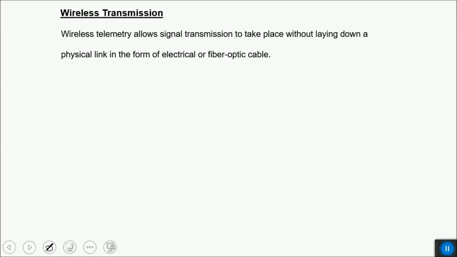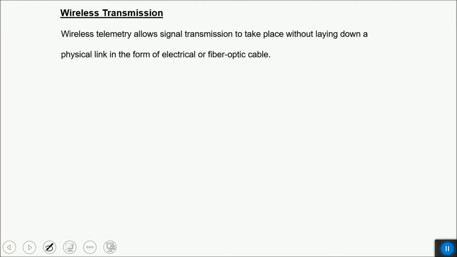And then these were the wired or connected transmission of the information, but there is also wireless transmission of the signal, and wireless telemetry allows the signal transmission to take place without laying down a physical link in the form of electrical or optical fiber cable. So your signal can be transmitted through air or through vacuum without needing a physical medium. Yes, air will be used as a medium in that case, but you will not develop an infrastructure comprising a medium.